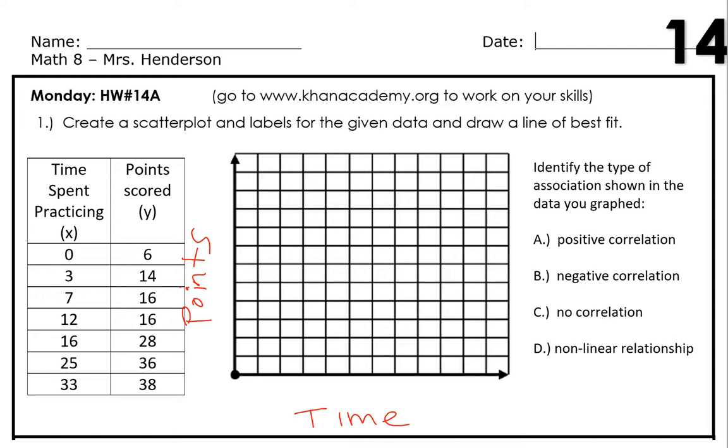The next thing we need to do is choose a scale for our number line here. So my data starts at 0. So my time spent starts at 0 hours and it goes up to 33 hours. So what I need to do is choose a scale that will span the range of 0 to 33. So I'm not going to go by ones because there's only 12 marks. And if I go by twos, 2 times 12 would only get me up to 24. So I'm going to go by threes.